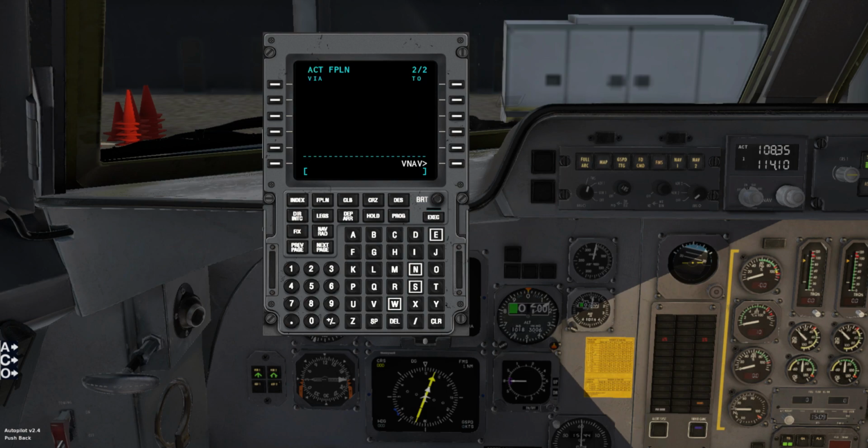Then we can go via. That's the P990. P990. And then we should be flying to AAL. There we go. Execute.